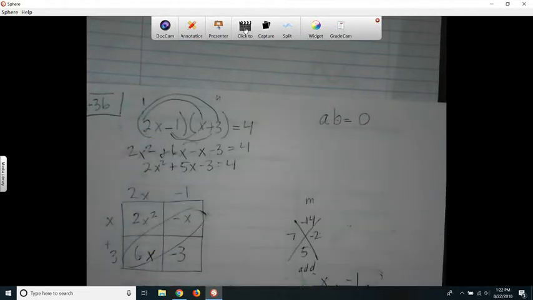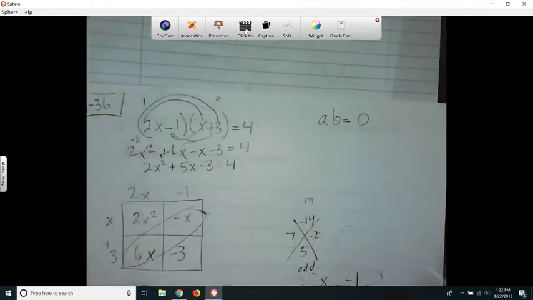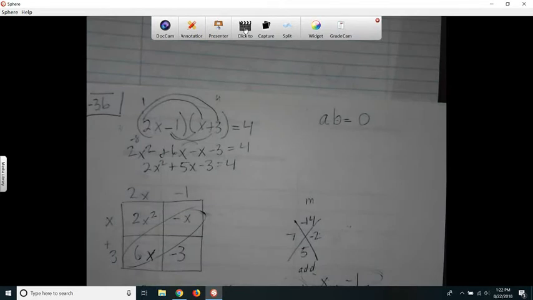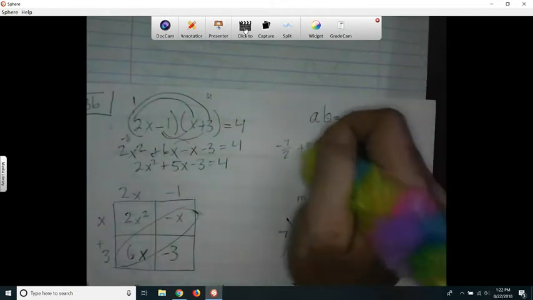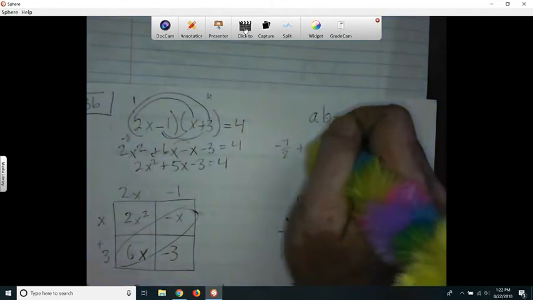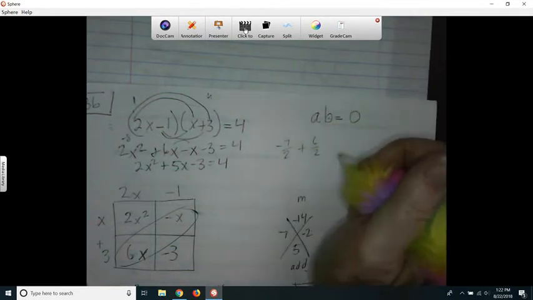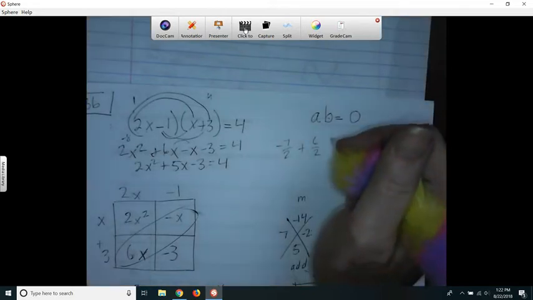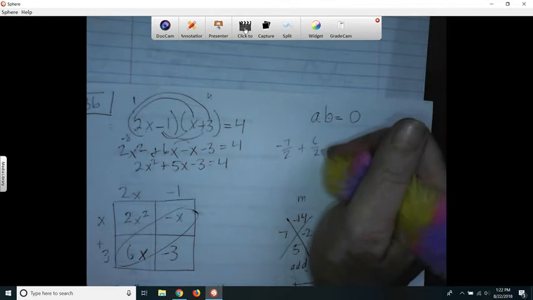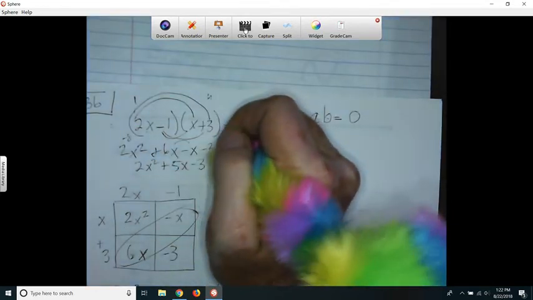Negative 7/2. Well, the 2's are going to cancel out, and I think I'm going to get negative 7 minus 1. I think this is going to be negative 8. And then negative 7/2 plus 3. Oh, I'm going to do that on scratch paper. Negative 7/2. 3 is the same as, how many halves is 3? 6/2, right? So that's going to give me negative 1/2. Okay, so this part's going to be negative 1/2.